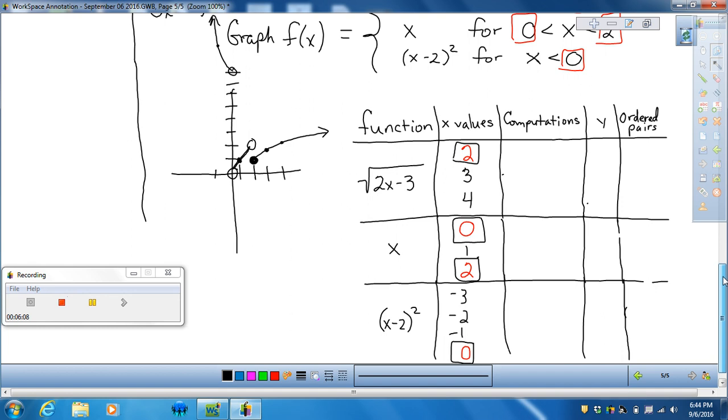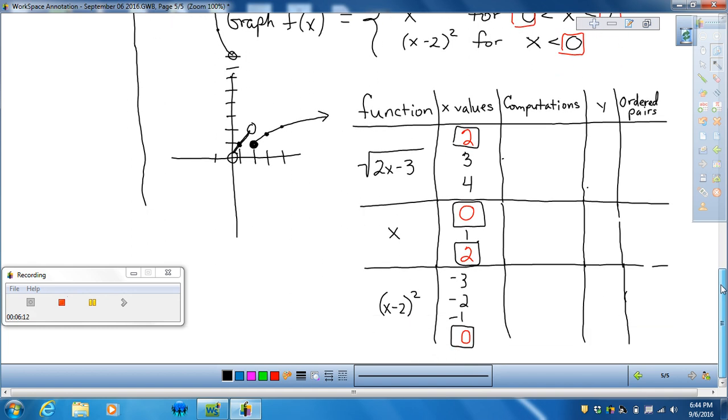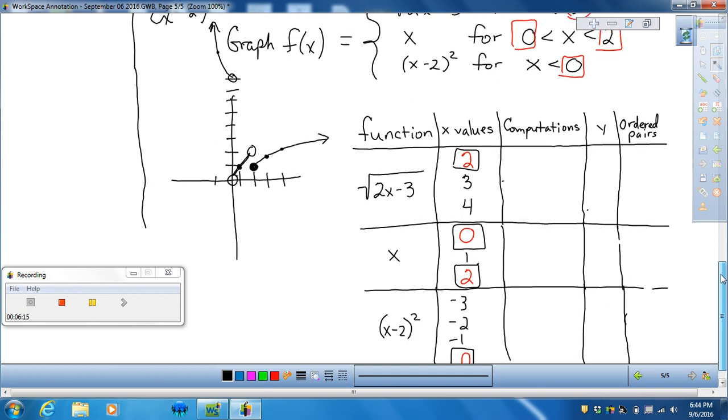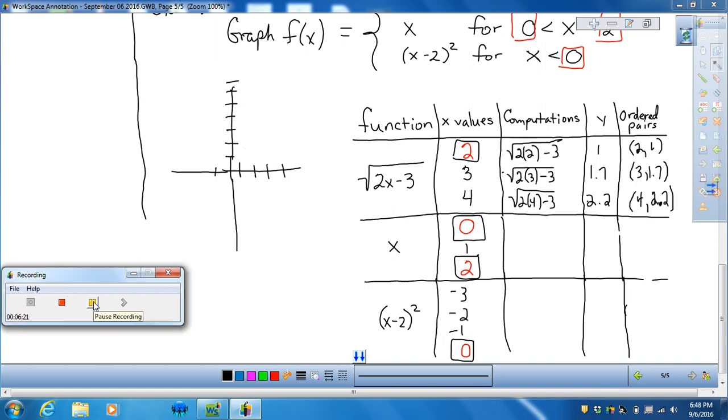And again, the ones that are boxed are my critical points, so we'll go back and evaluate those in a minute. So the next thing we need to do is fill in our table, and then we will come back and plot our points. So go ahead and pause and fill in your table.